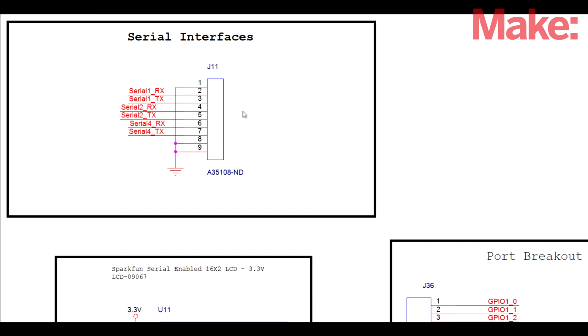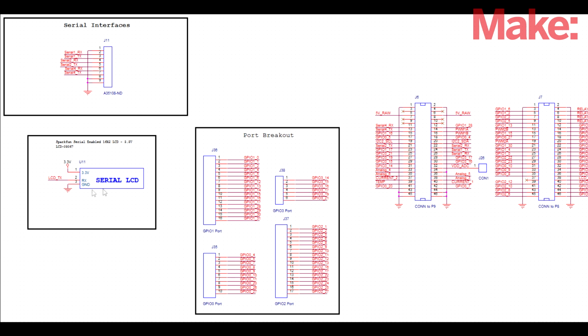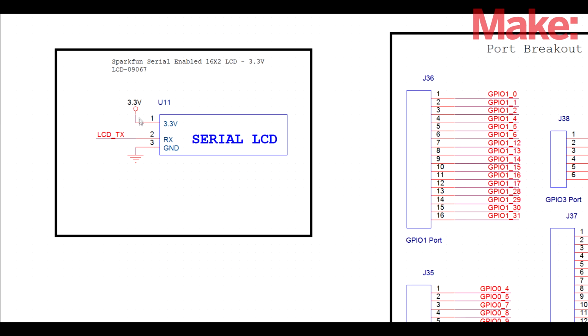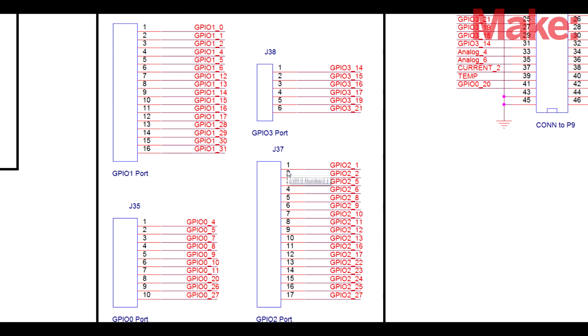I break out all the available serial interfaces into one header. This allows me to connect any peripheral I need on the side. One serial interface I use, the TX, to control a 3.3 volt serial LCD that I'll locate on the board.